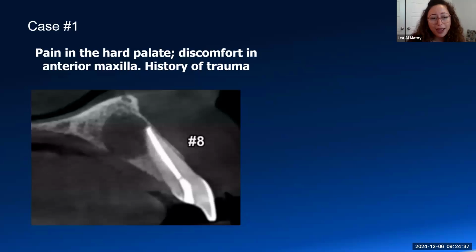So the patient had pain, discomfort. I think what she mentioned was number 8 was sensitive to percussion, the pulp vitality test was inconclusive, and the decision was to do root canal treatment on number 8, especially because there's a lesion apical and palatal to number 8. So this was assumed to be a lesion of endodontic origin. This is the scan that I got. It was 6 months after the root canal treatment was done.